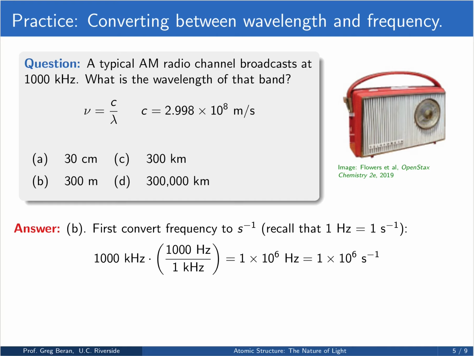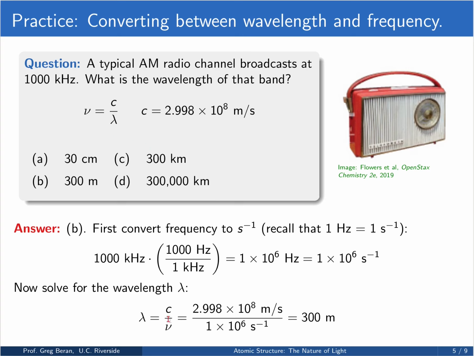Once we know that, we can now take this equation and solve it for lambda, and we get this expression here. Now we can plug in the speed of light, plug in our frequency in inverse seconds. You'll notice we have inverse seconds in the numerator and in the denominator, so those are going to cancel, and we end up with 300 meters as our final answer. So the answer is B. It's a 300 meter wavelength band.